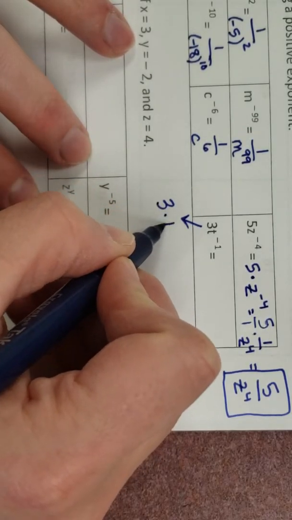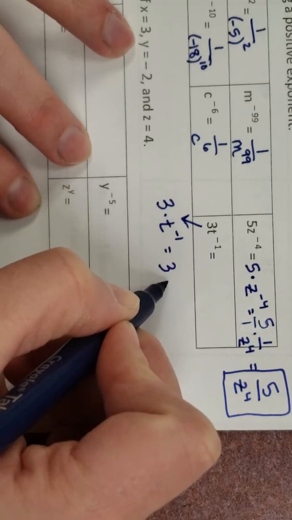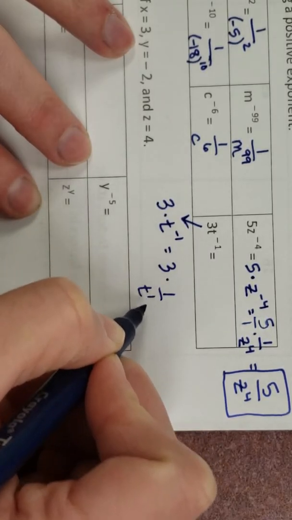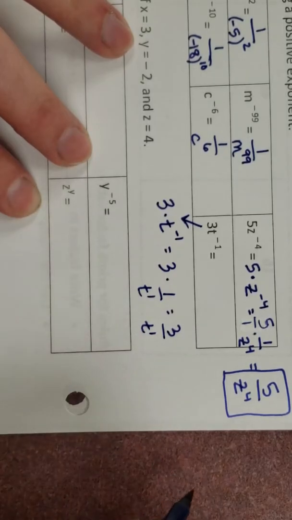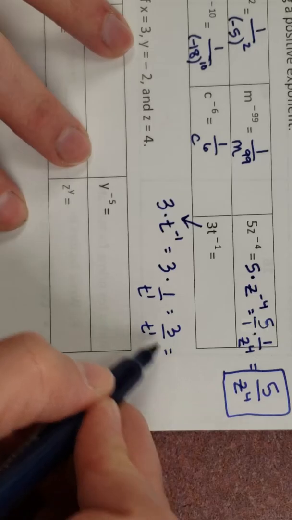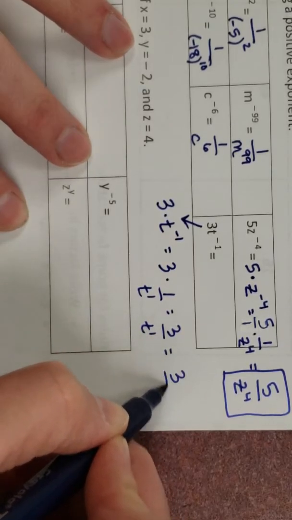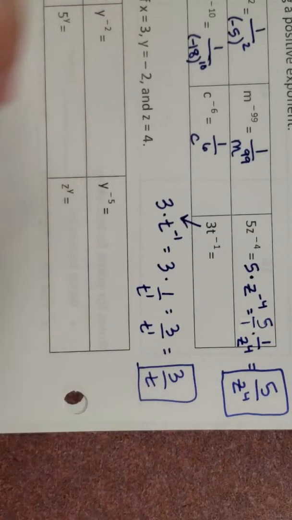This means the same as 3 times t to the negative first, which is the same as 1 times 1 over t to the first, which is the same as 3 over t to the first. And one little subtle thing, unless the instructions say to write all exponents, you can just drop that exponent of 1 and just say 3 over t. Great job if you got that one. That one's a super tough one.